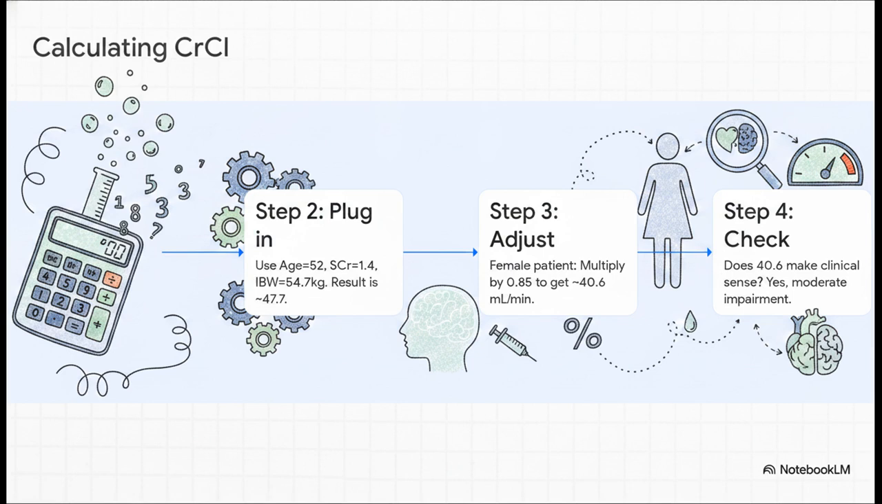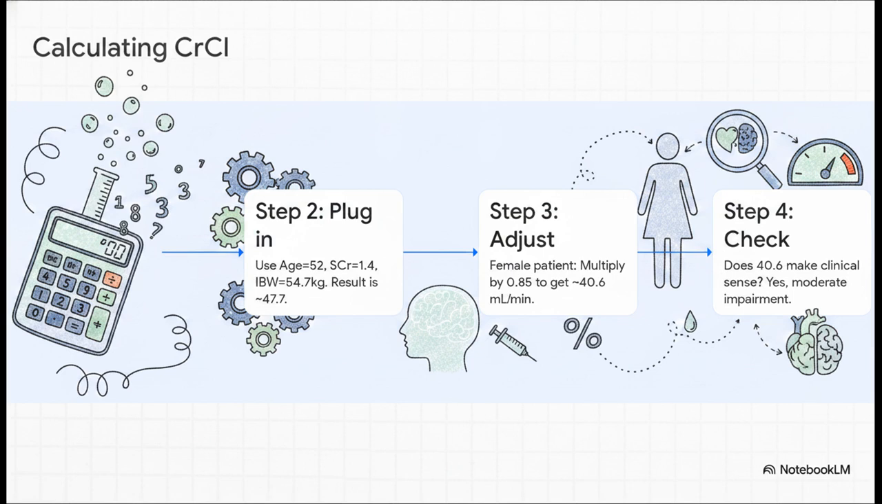Step 1 is identifying the formula. Step 2 is plugging in the variables. So the crucial point is verifying the weight. We're going to use her ideal body weight of 54.7 kilograms. We plug in 140 minus 52, multiply by 54.7, and divide by 72 times 1.4. That gives us about 47.7. Step 3, she's female, so we multiply by 0.85, giving us roughly 40.6 milliliters per minute.